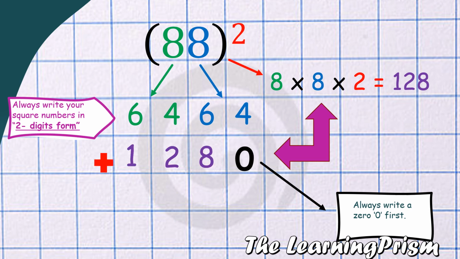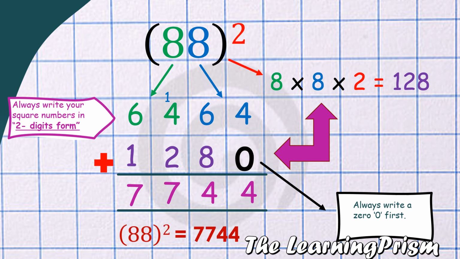So 4 plus 0 is 4, 6 plus 8 is 14, so we will write 4 here, and 1 we would carry, and then 4 plus 2 is 6, plus 1 is 7, and then 6 plus 1 is 7. So the square of 88 is 7,744.